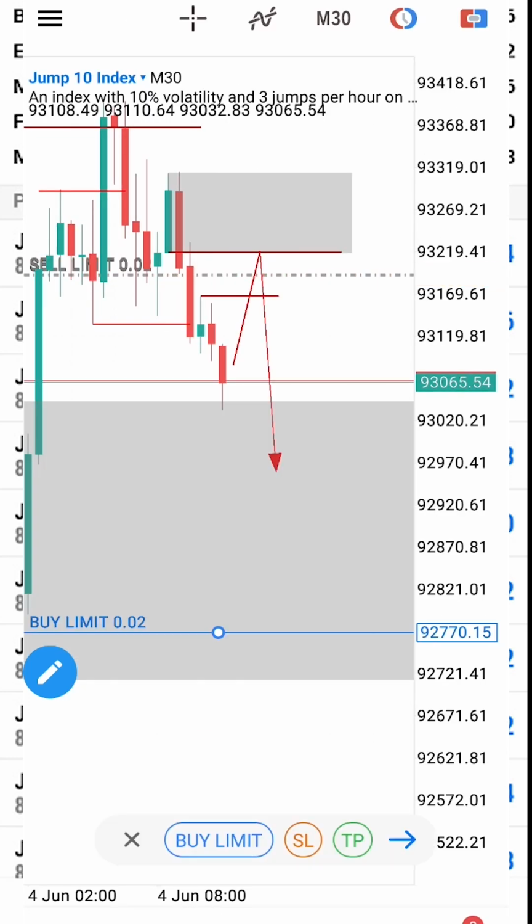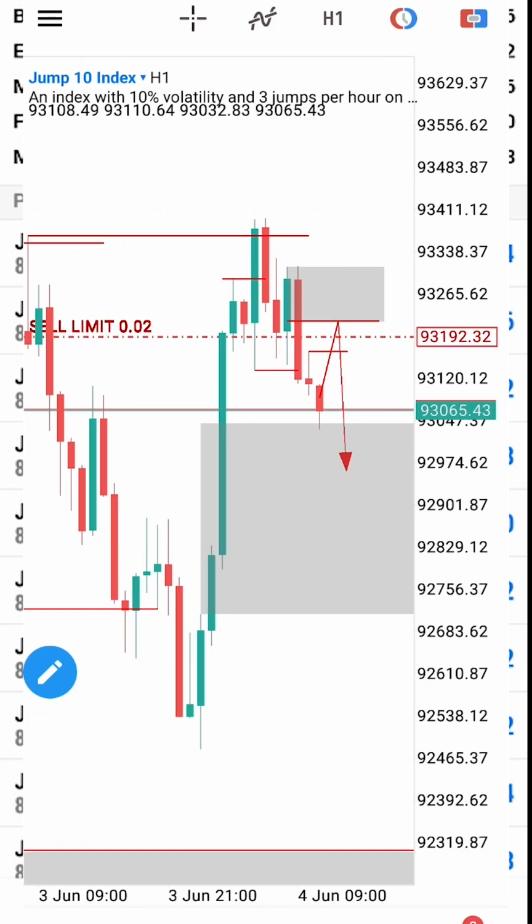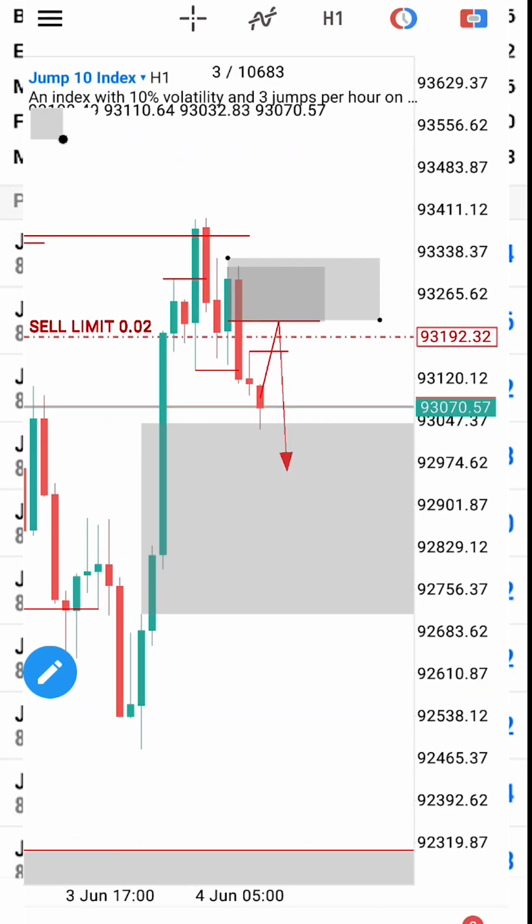So yeah, right now I was placing my sell stops, my sell limits, and I'm not sure, I think I went a bit aggressive because I was confident in the setup. You can tell that price had to drop from there.